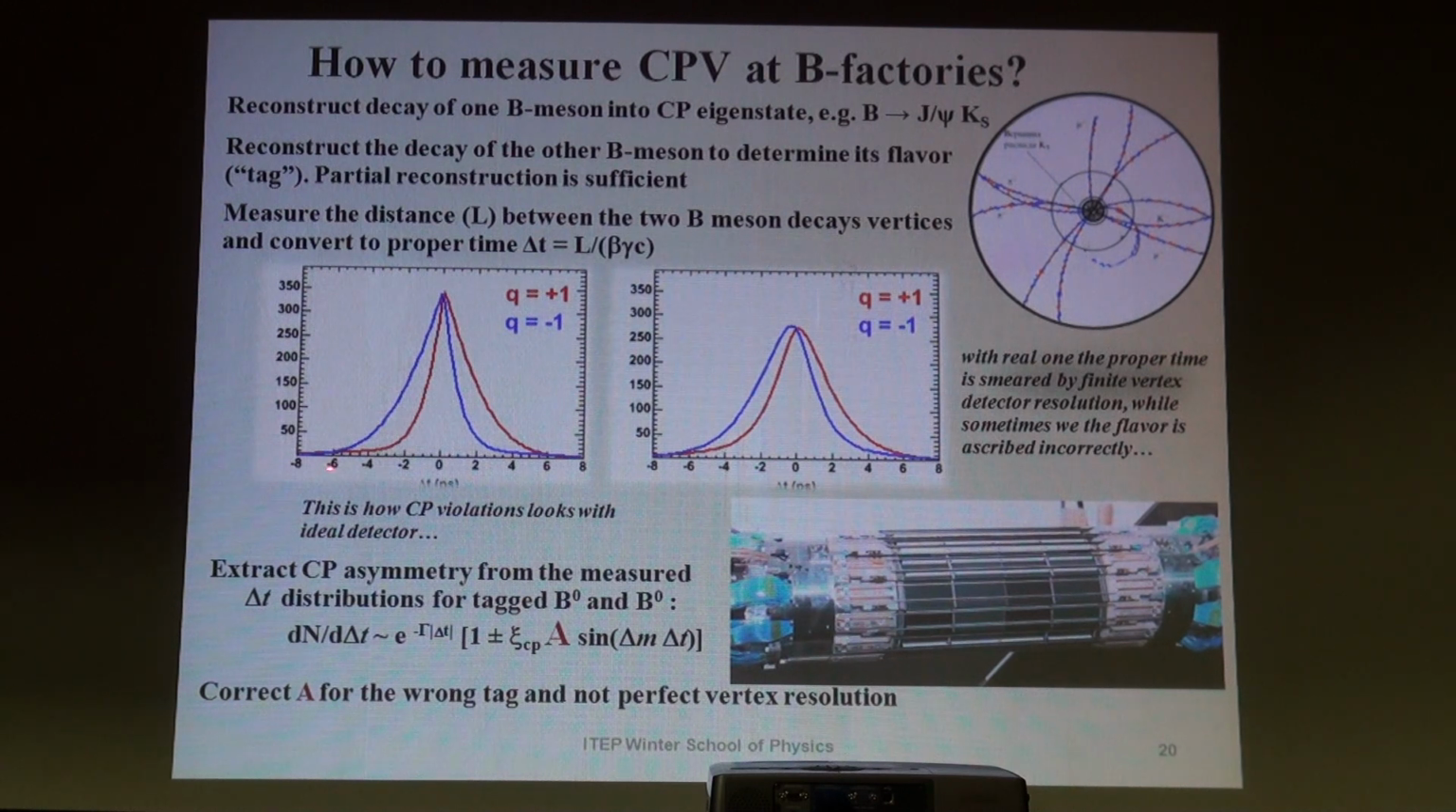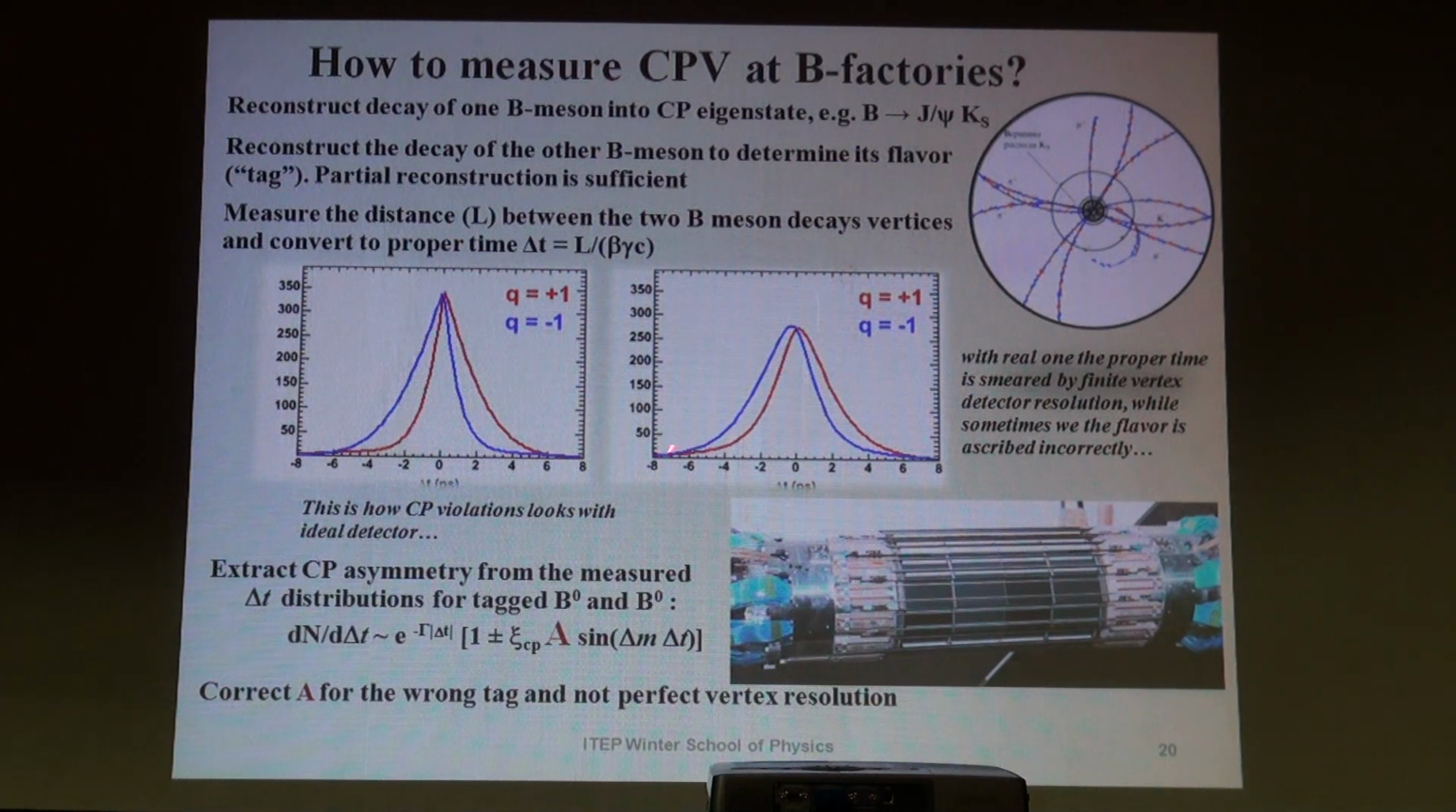And ideally, we expect to see such a picture. For B0, we will have the distribution with delta t, the lifetime difference between two B mesons. We will expect the picture to be like this one, and for B0 bar, like this one. You can see that if we integrate over the time, there will be no difference.